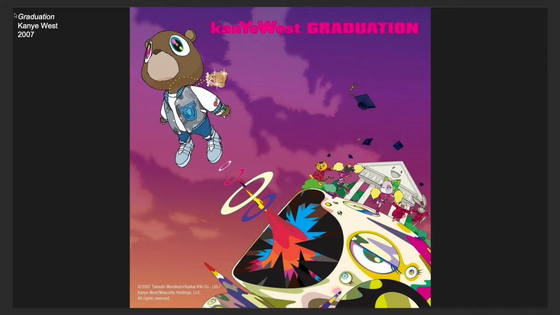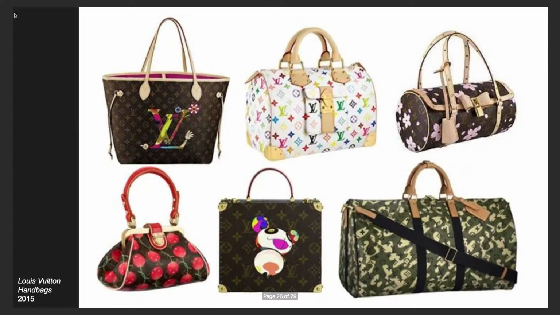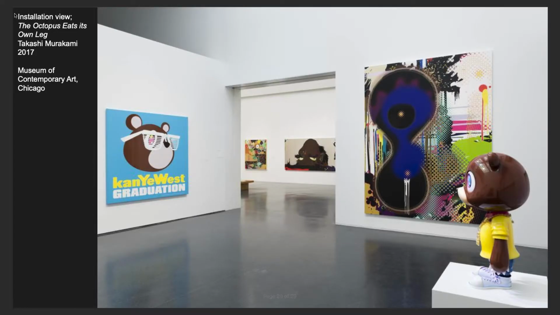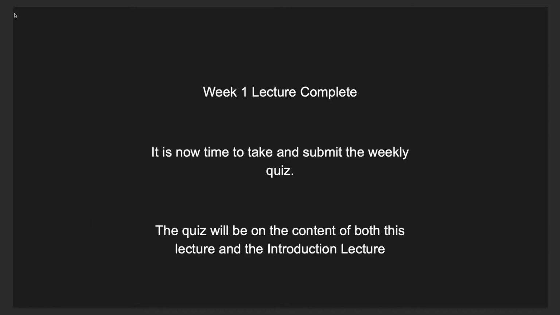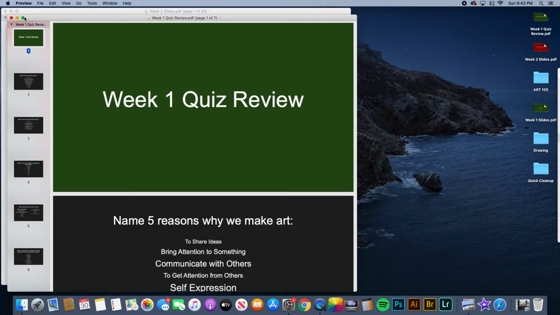That includes this album artwork by Takashi Murakami. This one also by Takashi Murakami. And those handbags by Takashi Murakami. Okay, so let's review the quiz.